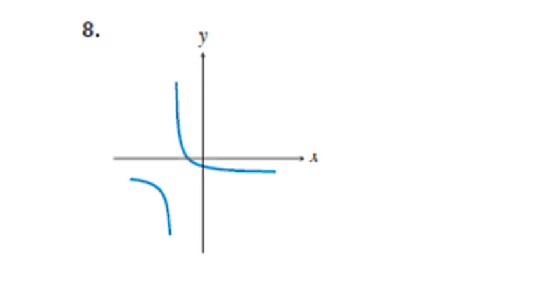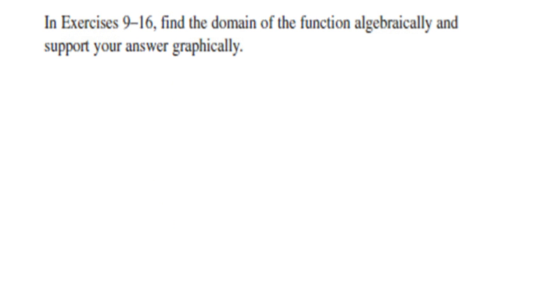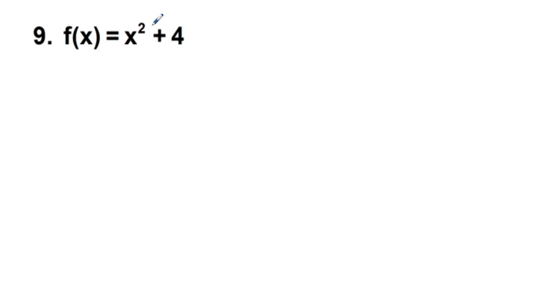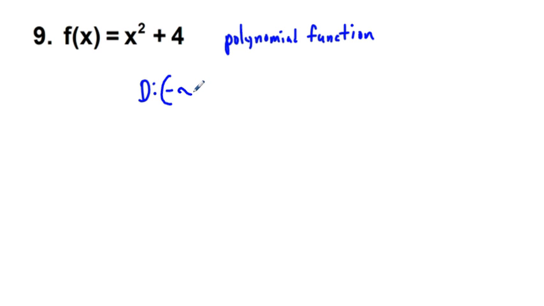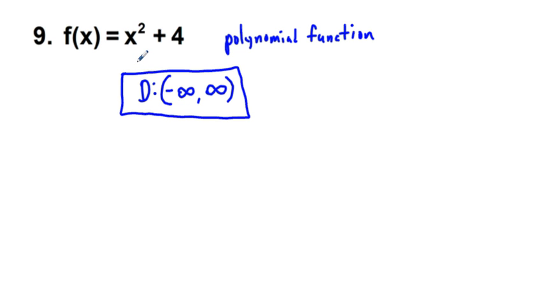And problem 9. In exercises 9 through 16, find the domain of the function algebraically and support your answer graphically. On problem 9, we have f of x equals x squared plus 4, and this is what we would call a polynomial function. You may have learned in Algebra 2 that all polynomial functions have a domain, which I will put D colon. Our domain is going to be all real numbers, which we write in interval notation as negative infinity to infinity. And then it says that's determined algebraically. I didn't really use algebra other than understanding the rule that all polynomial functions have all real numbers as their domain.